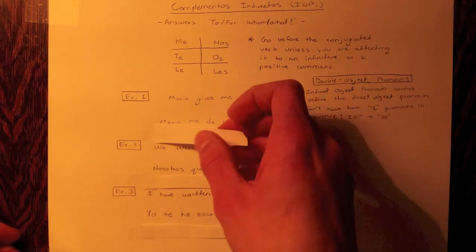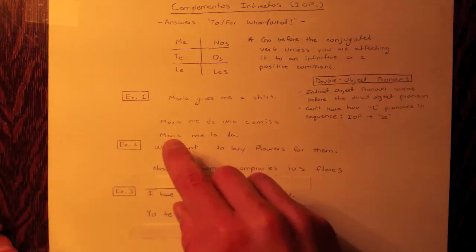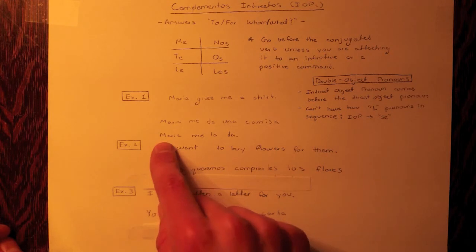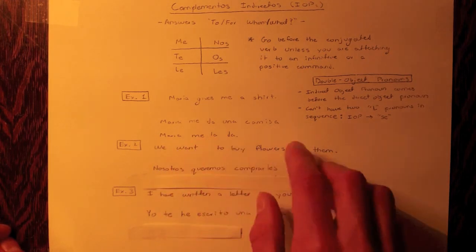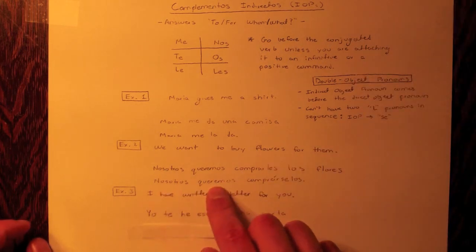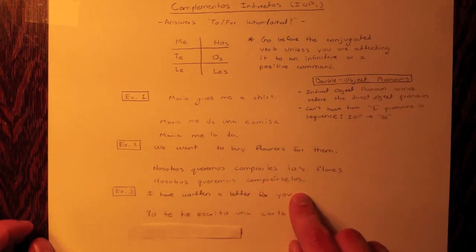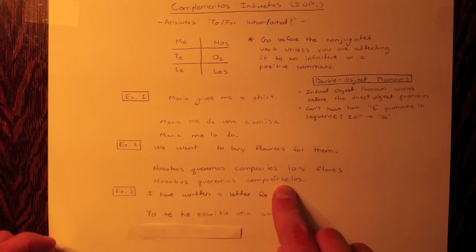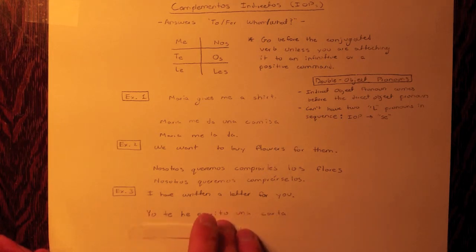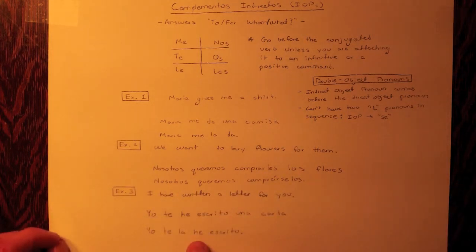So for the first example, it turns into Maria me la da. Maria gives it to me. In the second example, it turns into nosotros queremos comprárselos, where the les turns into a se, and we attach the los onto the end. And finally, in the third one, it turns into yo te la he escrito. I have written it for you.